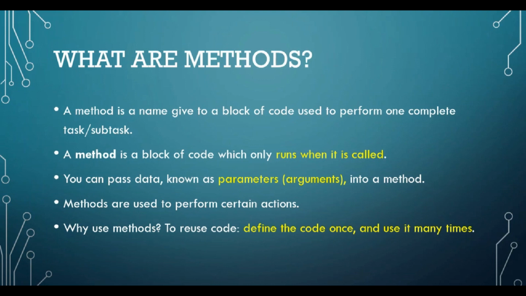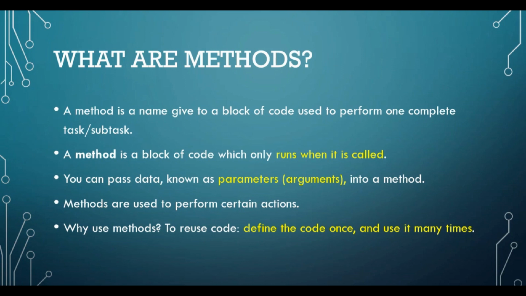Now, what are methods? All these things you probably already know. A method is a name given to a block of code which is used to perform one complete task or subtask. So a block of code, you know what a block of code is. A few statements written together inside braces is called a block of code, used to perform one complete task or subtask.